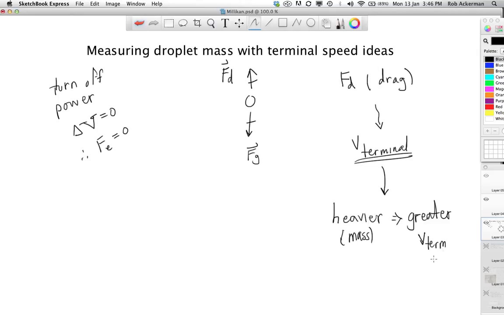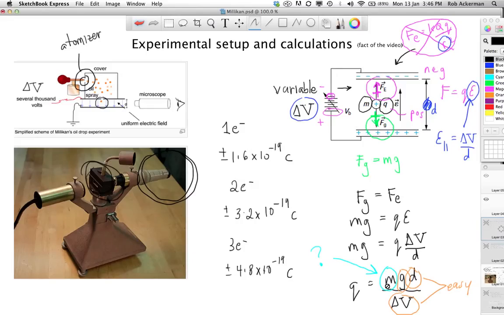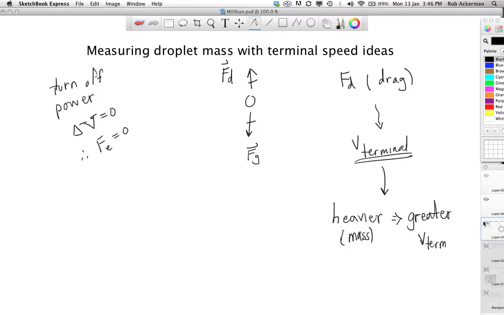So, heavy, that is mass. Terminal speed, how do you measure this? If you could just measure terminal speed, you'd have an idea of the mass, which would solve our problem here of not knowing what to put in here. Well, how does he do it?